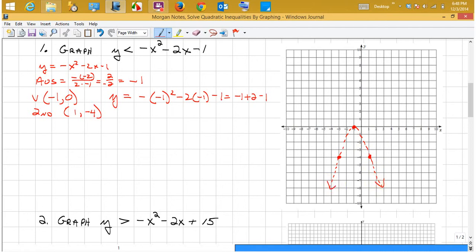Okay, so there's my parabola, and let's test a point. I'm going to test 0, 0 and see if that works. So plugging 0, 0 into the original inequality, I would have 0 is less than 0 minus 0 minus 1. 0 is less than negative 1. That's false. So the point 0, 0 would not be shaded. It would have to be the other part, which would be inside the parabola. So that would be shaded, and that would be my answer.